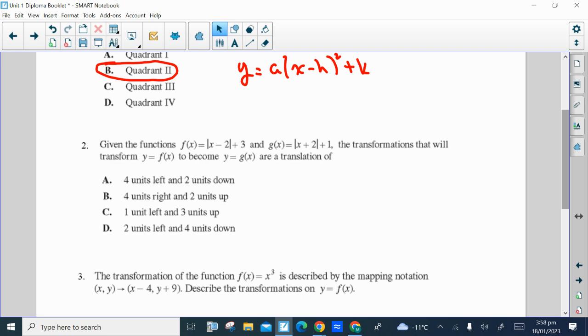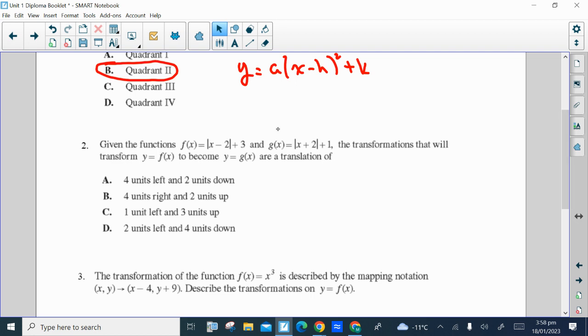Number 2, given those functions f and g, the transformations that will transform f to become g would be translations of what? Okay, so these are both transformations of y equals the absolute value of x. And if we take the starting point for those graphs, there is a name for that point. It's called a cusp. But these absolute value graphs, remember, are big V's. So the cusp is where the graph starts.